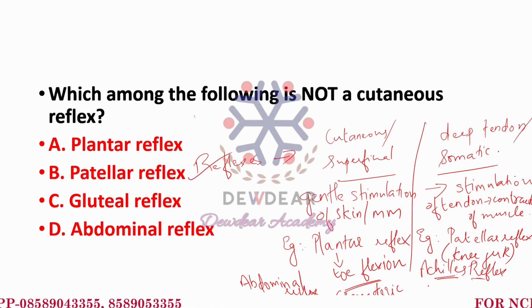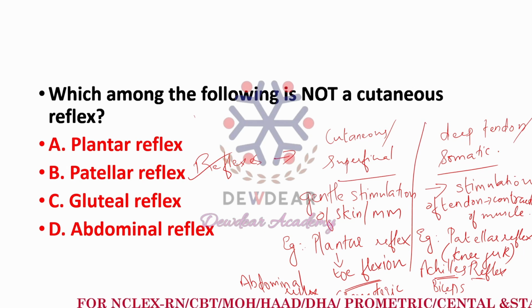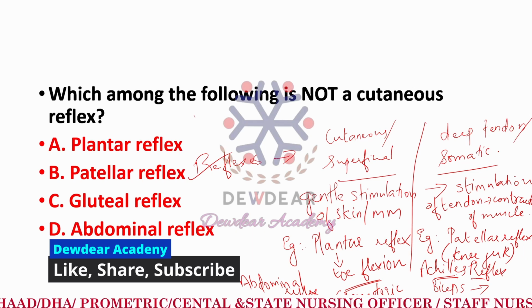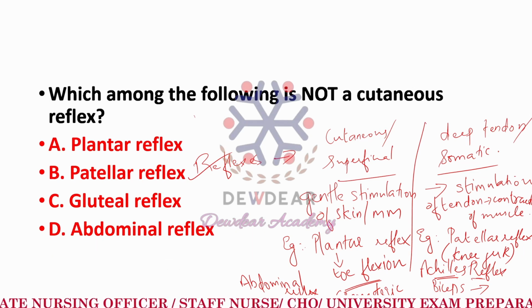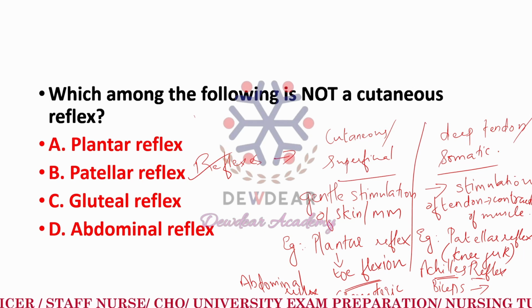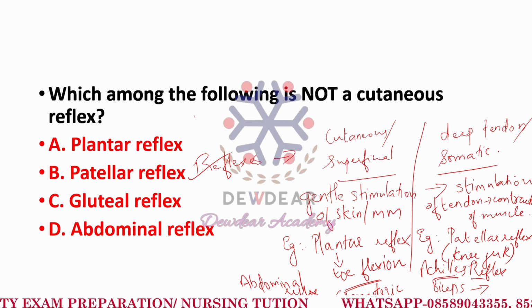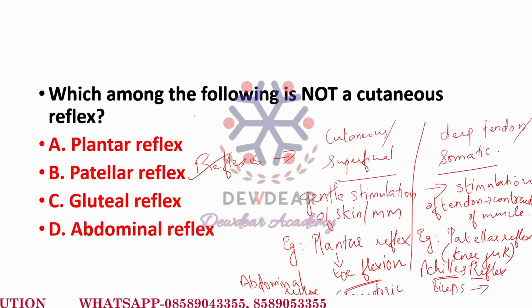Then we have the biceps reflex. Tapping the biceps tendon causes the biceps muscles to contract. Another one is the triceps reflex. If the triceps tendon is stimulated or tapped, it causes the triceps muscles to contract. So these are the different examples.